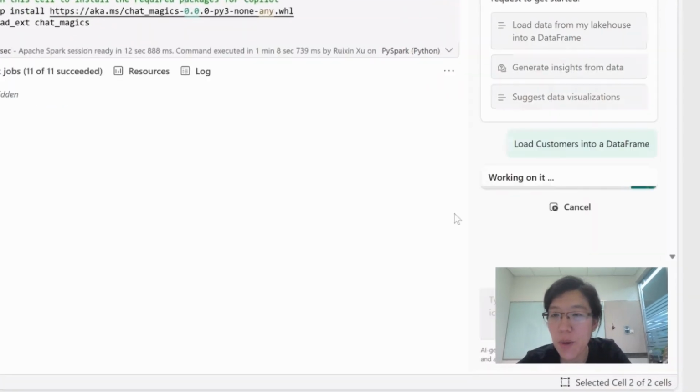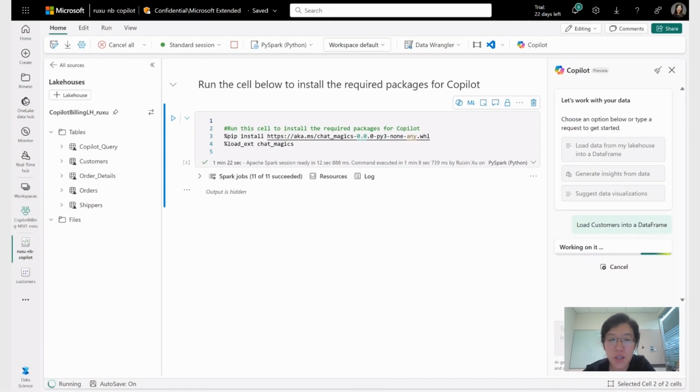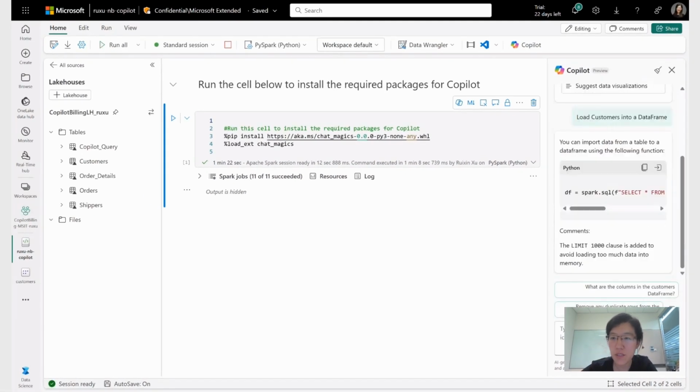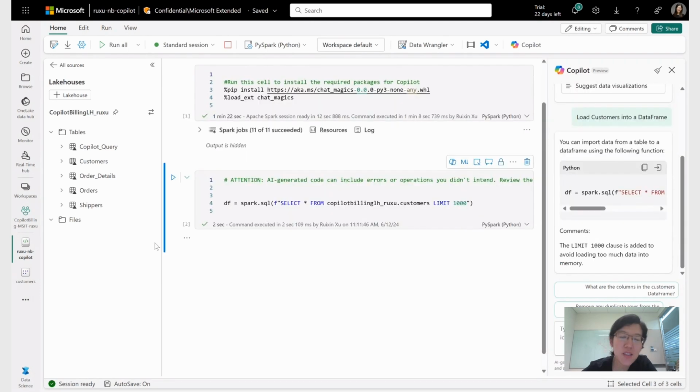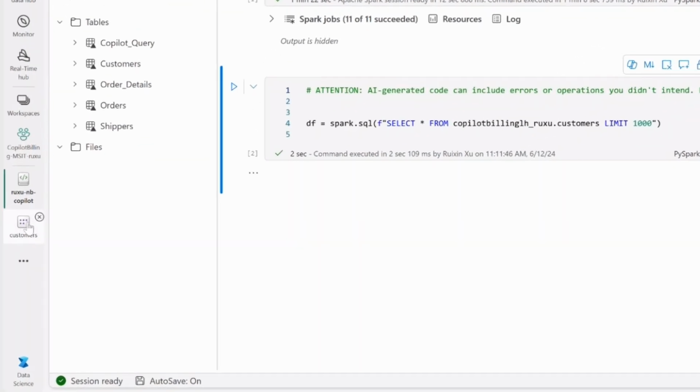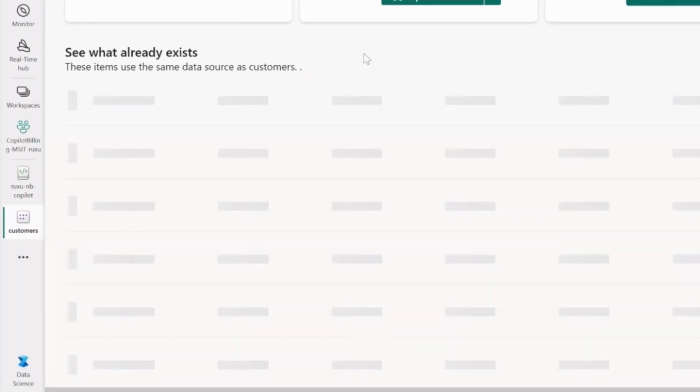Now let me leverage the Copilot in the notebook to give me some guidance, helping to load these customers into a data frame. So here is a quick example. You can do the first analysis, and once you clean up the customers, you can save it as a semantic model here.